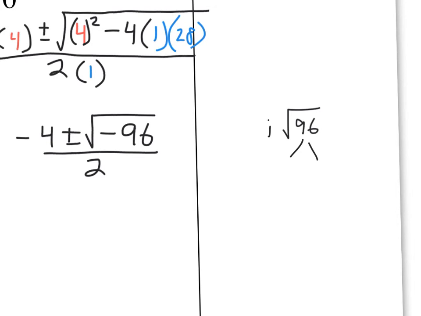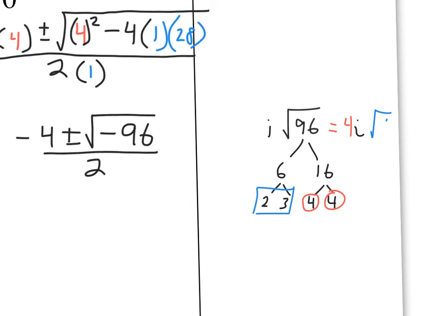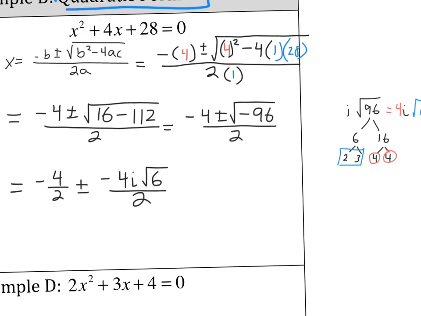Okay, so 96 is 6 and 16. I happen to know that, or 2 and 48, something like that. Now, remember, anything that repeats comes out. Oh, look, a pair of 4s repeat. So the 4 comes out. The i is already out. And what stays in? The 6, right there. Now our final step is to reduce the fractions where I can.